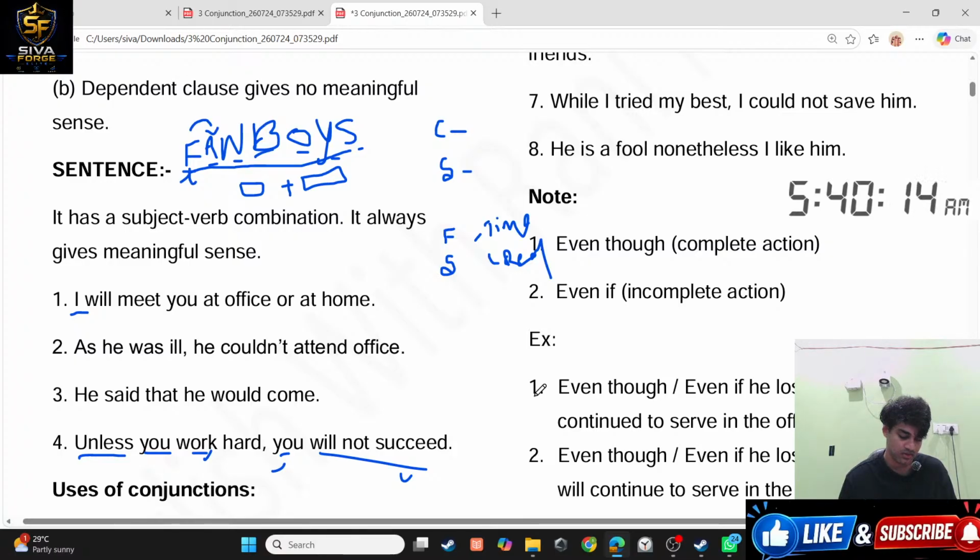Next, however starts a contrasting sentence, although starts a dependent clause. However starts a contrast. Contrast means that one sentence is positive and one sentence is negative.